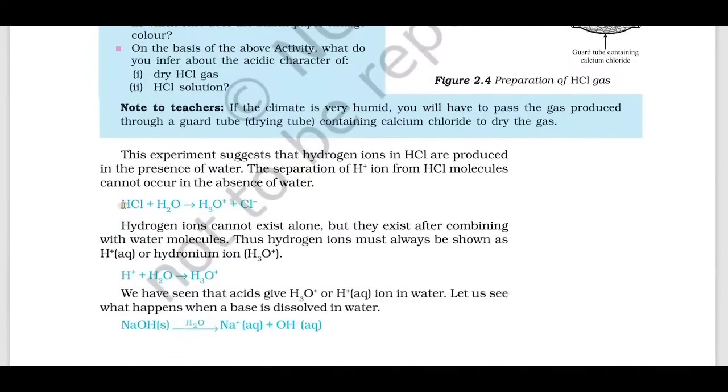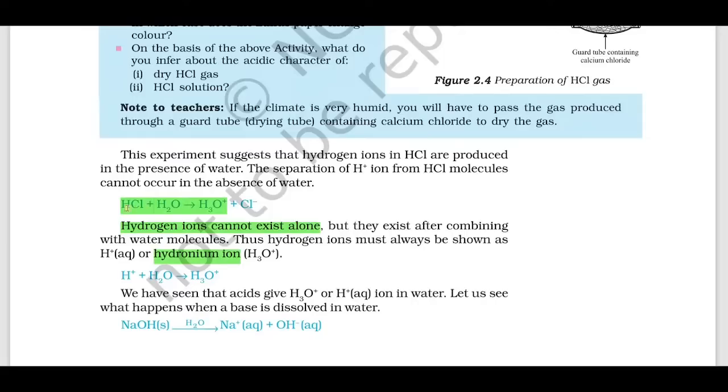See, acid in water gives H plus ions. Again, this H plus ion combines with water molecule to form what? Hydronium ion, H3O plus. Why is hydronium ion formed? Because hydrogen ions cannot exist alone. Hence, it combines with water molecules to form hydronium ion.